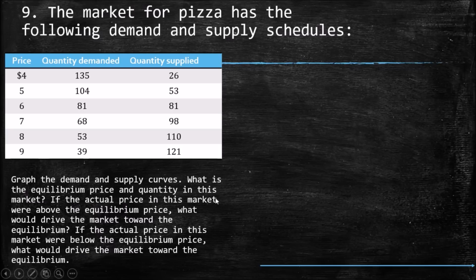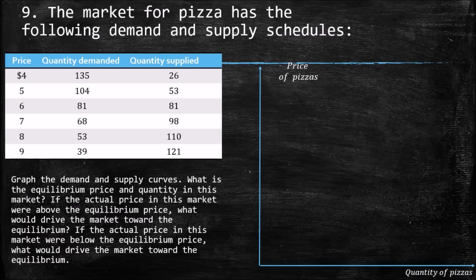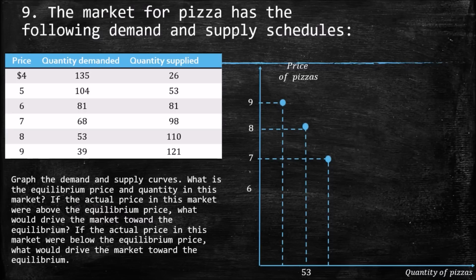Okay, so first we're going to graph the demand schedule. Here we have the y-axis, the price of pizzas measured in dollars, and here we have the quantity of pizzas. So at the price of 9 we have the quantity demanded, which is going to be 39 here.